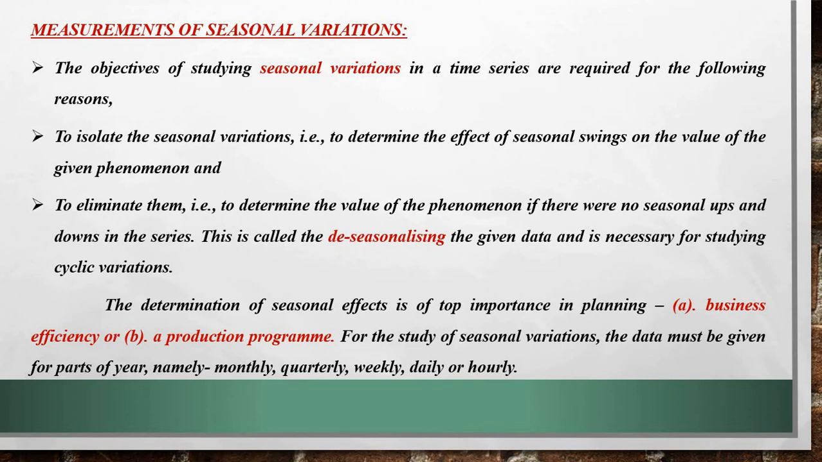Now, measurements of seasonal variation. The objectives of studying seasonal variations in a time series are required for the following reasons. They are to isolate the seasonal variation, that is, to determine the effect of seasonal swings on the value of the given phenomenon, and to eliminate them, that is, to determine the value of the phenomenon if there were no seasonal ups and downs in the series. This is called deseasonalizing the given data and is necessary for studying cyclical variations.